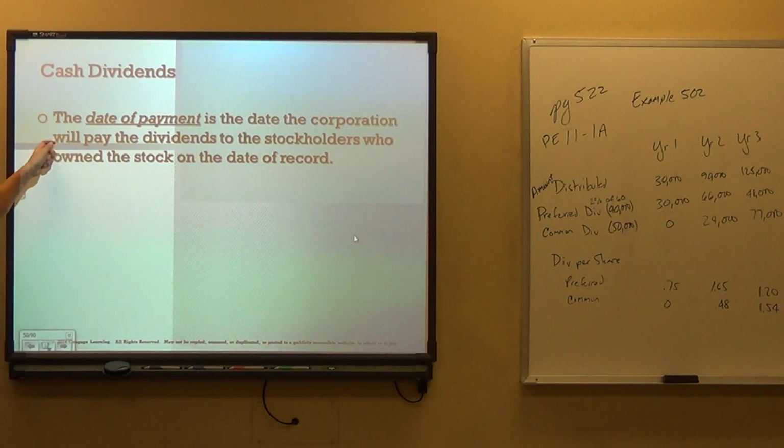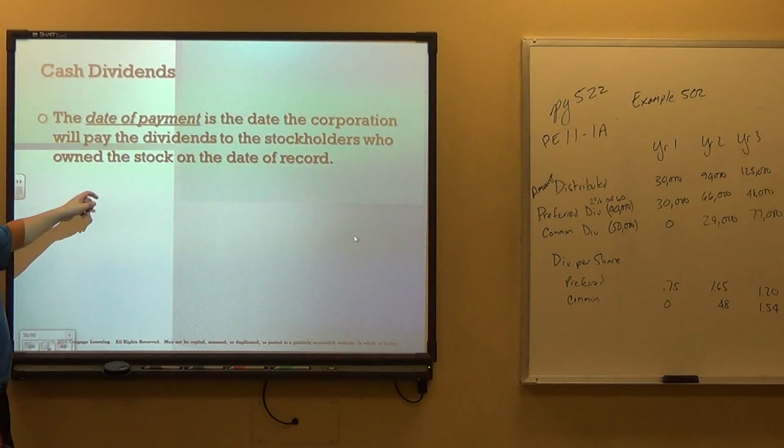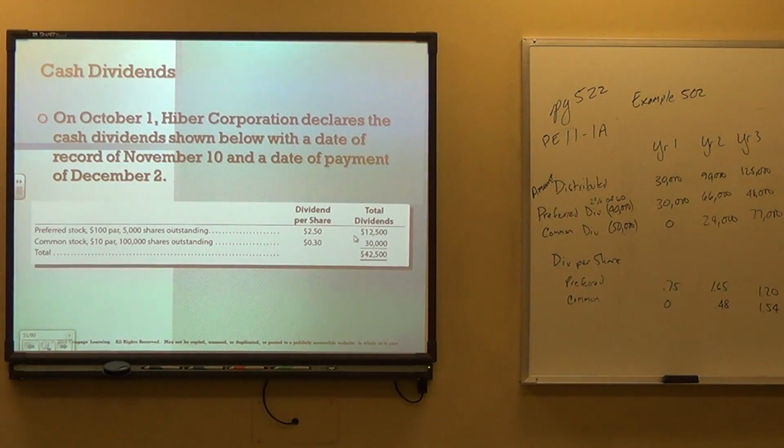So, and that's when it'll come out. We'll send the cash, and then we'll do the journal entries for that and show what that means here. So basically, that's what the date of payment is. So in here, we're going to now walk through a transaction with all the dates and everything there.